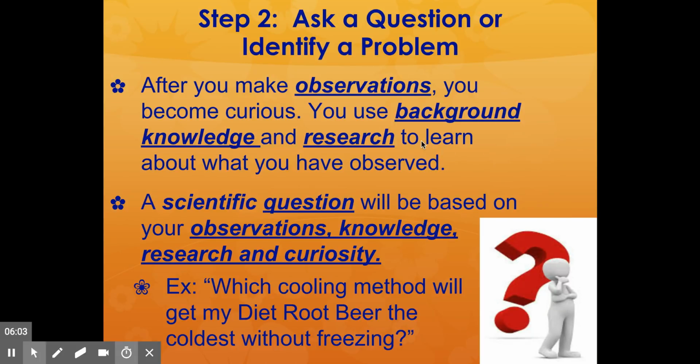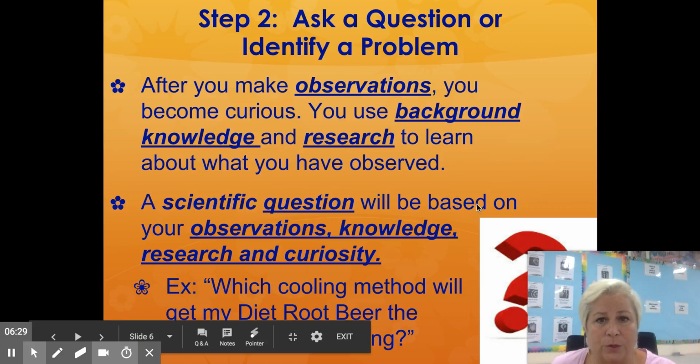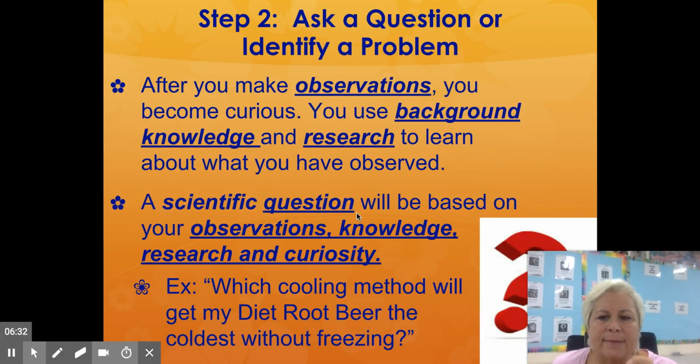Okay, so after you make an observation like that and you're curious about how you could solve that problem or answer that question, then you start to use your background knowledge. You start to do research about that topic to understand as much as you can about it. The main reason for that is because when you get ready to ask your question, a good scientific question is based on those observations. It's based on your background knowledge. It's based on new knowledge that you've gained through research and your curiosity.